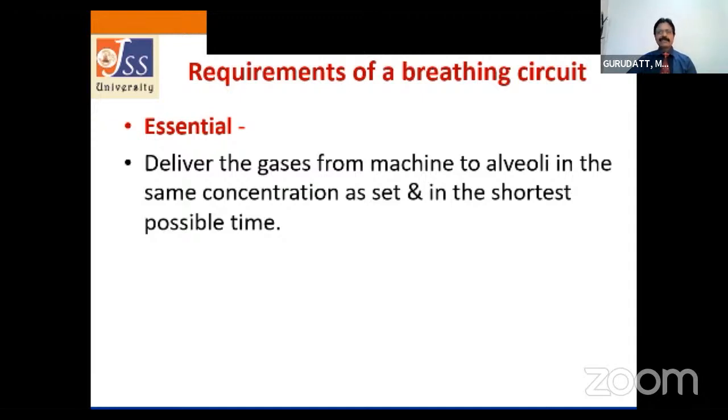So this is one of the essential requirements of a breathing circuit. The second thing is there should be minimal rebreathing of carbon dioxide. This is another very important thing, because rebreathing of carbon dioxide will produce hypercapnia, and all the problems of hypercapnia to the patient can occur.